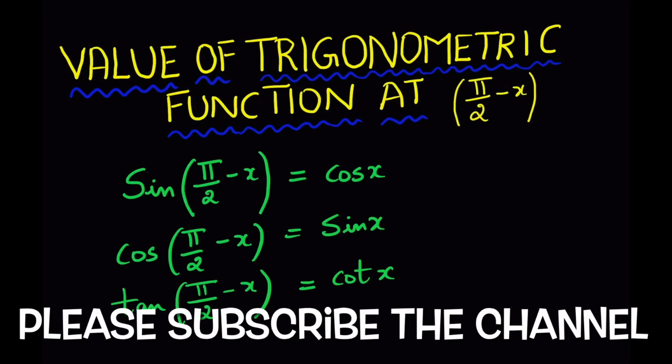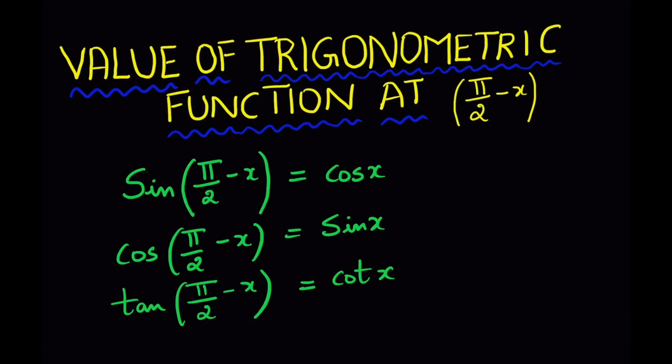In this video, we will learn how to find the values of trigonometric functions at pi by 2 minus x. We will try to understand why sine of pi by 2 minus x is cos x, cos of pi by 2 minus x is sin x, and tan of pi by 2 minus x is cot x, or cotangent of x.